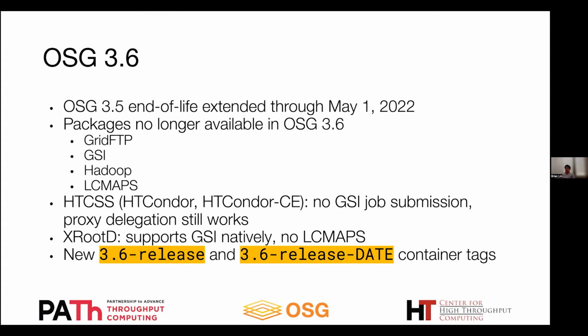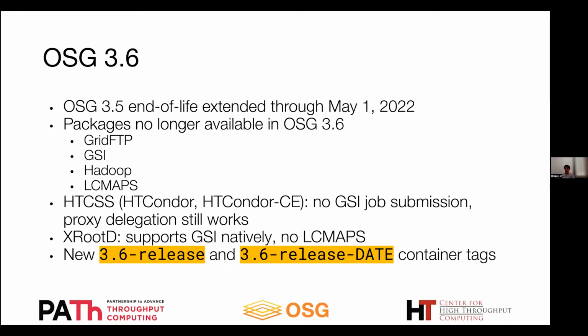So OSG 3.6, as I mentioned before, we did not hit our initial target for the OSG 3.5 end of life. This was originally, I think, end of January, and then we moved it to end of February when we submitted the IRIS-HEP secondary PEP, or project execution plan, that is. And then this was most recently extended through May 1st of this year by request of various members of our stakeholders through the OSG Council.